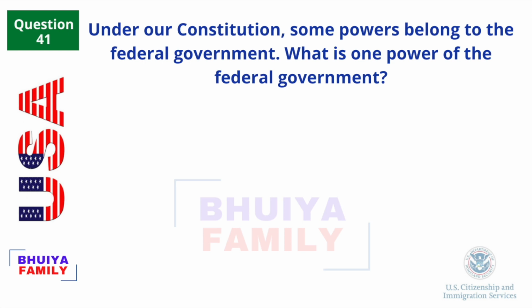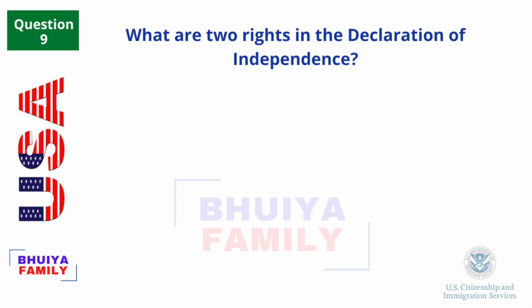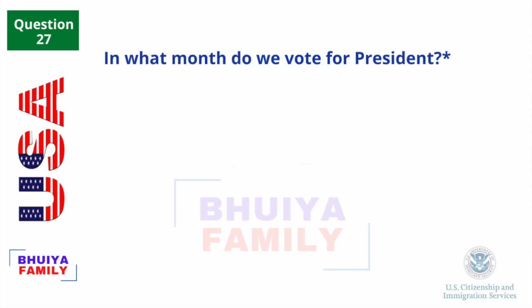Under our Constitution, some powers belong to the federal government. What is one power of the federal government? To print money. What are two rights in the Declaration of Independence? Life. Liberty. In what month do we vote for president? November.